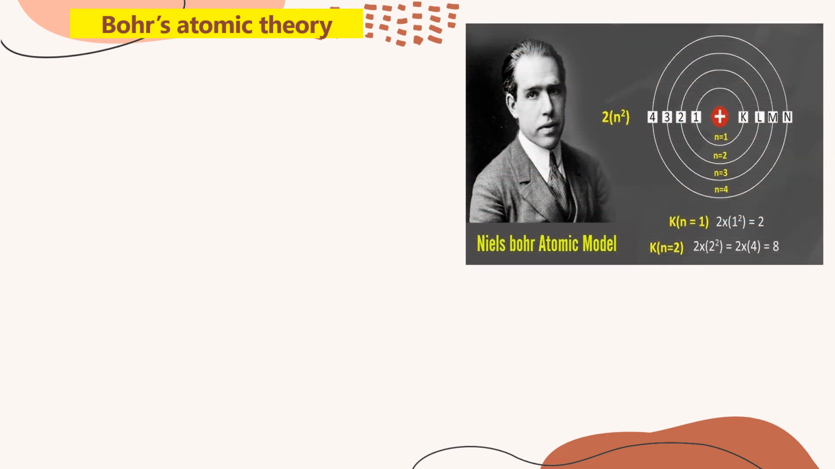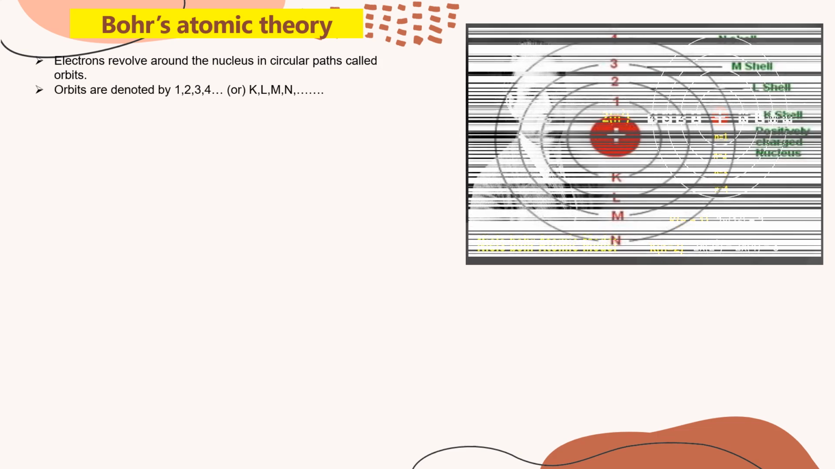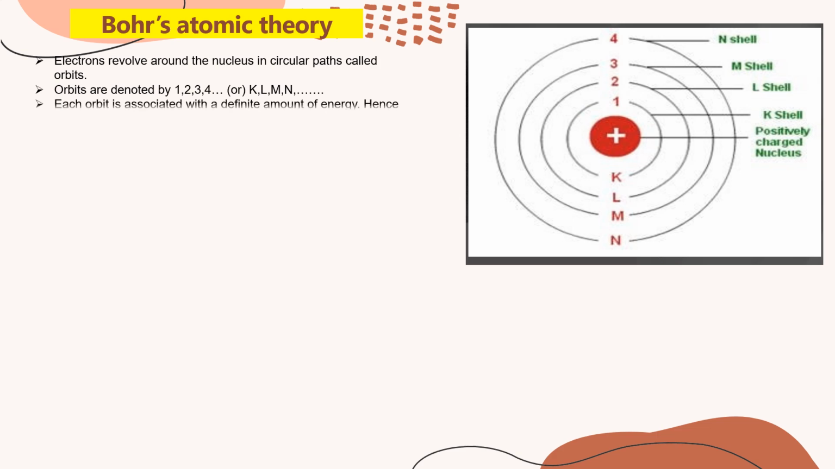Niels Bohr was the first to explain quantitatively the general features of hydrogen atom structure and its spectrum. Though the theory is not the modern quantum mechanics, it can still be used to rationalize many points in the atomic structure and spectra. Bohr's model for the hydrogen atom is based on the following postulates. Electrons revolve around the nucleus in circular paths called orbits. Orbits are denoted by 1, 2, 3 or K, L, M, N and so on. Each orbit is associated with a definite amount of energy. Hence, these orbits are called energy orbits.